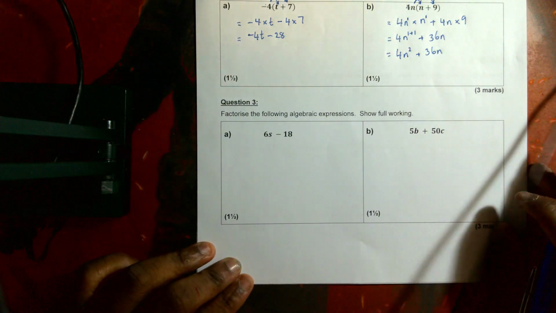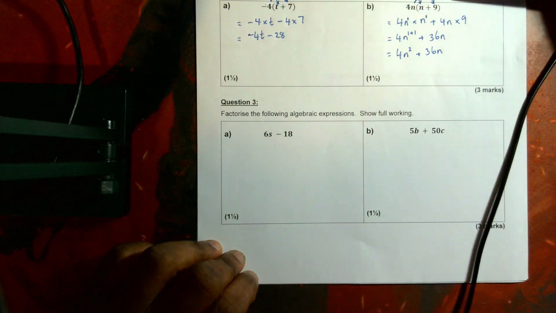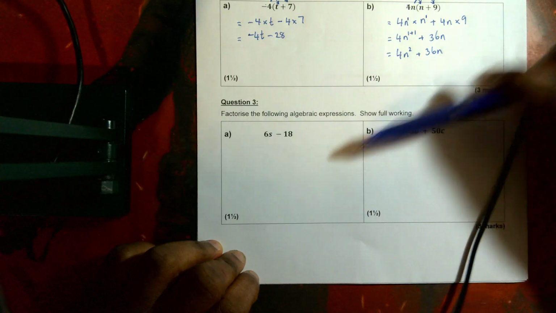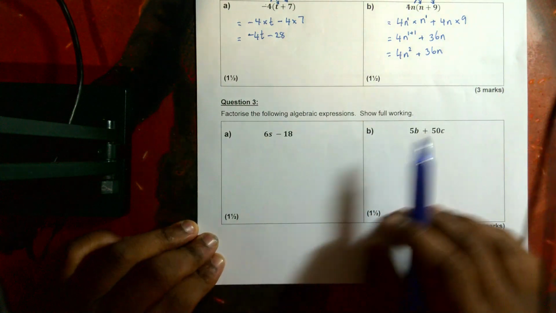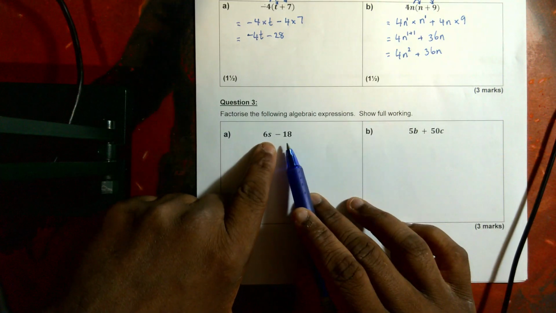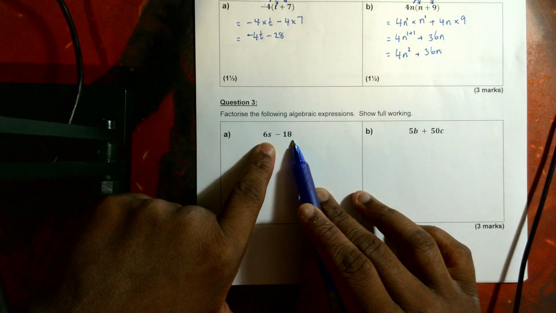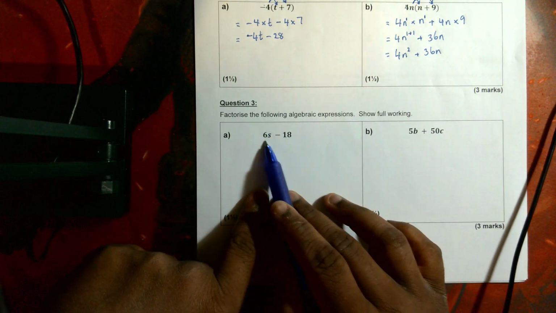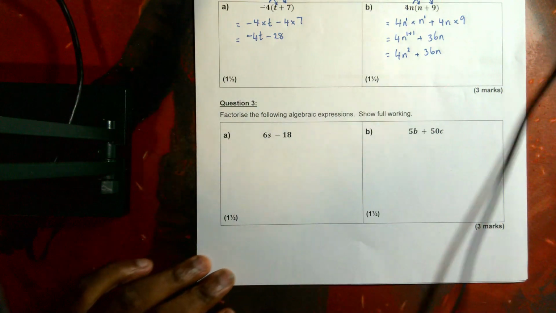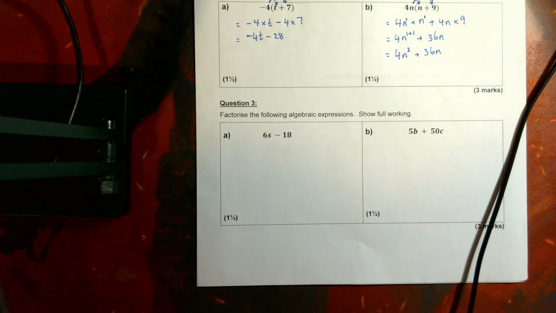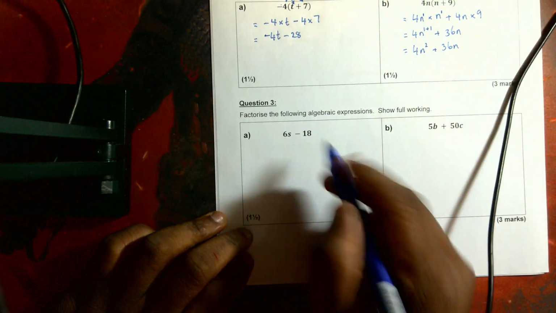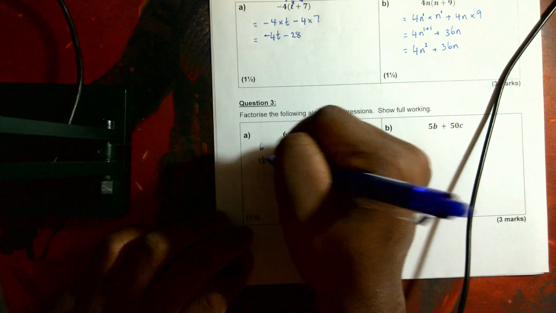Alright, now we're going to go back the other way. We've expanded above, and now we're going to factorize. First thing we need to know is that this has an s term, this doesn't have an s term. That means that here the variables are not the common term. So we need to find the highest common factor of 6 and 18.